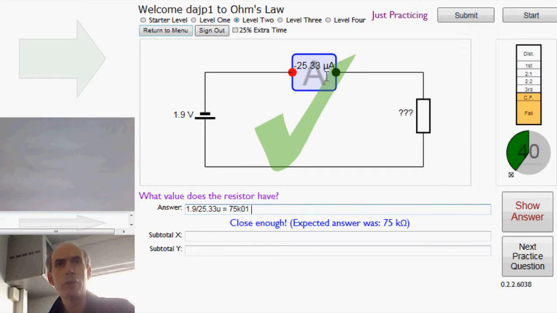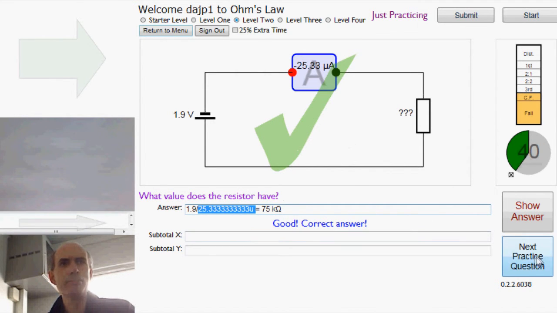That's because the ammeter here can only express the current to 4 significant figures. If we actually typed in 25.33333333, which is the actual value of the current here, then we would get the resistor spot on correct, but you cannot display that value of current on this ammeter. So don't worry if the answer here is slightly different from the given answer. That's just going to be due to this kind of rounding error.